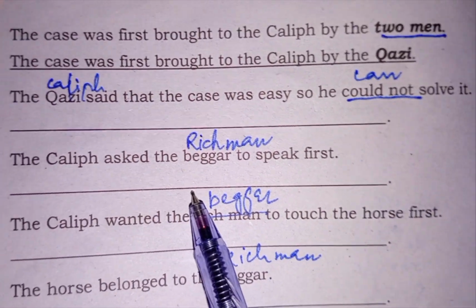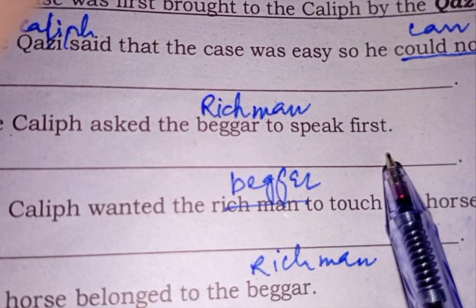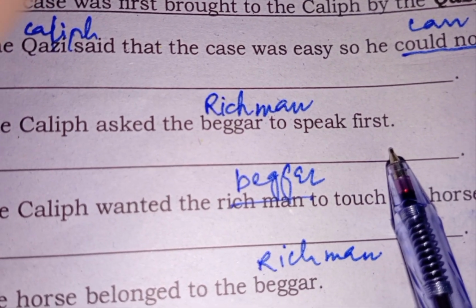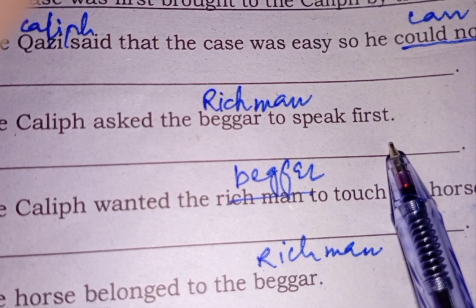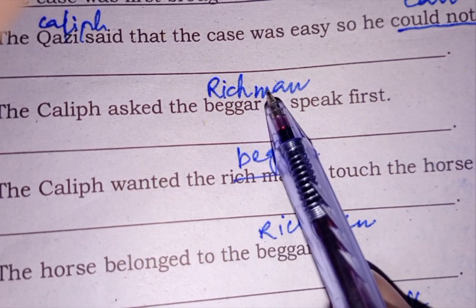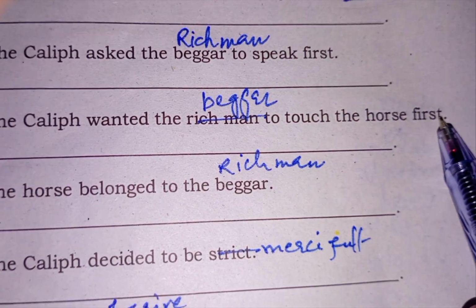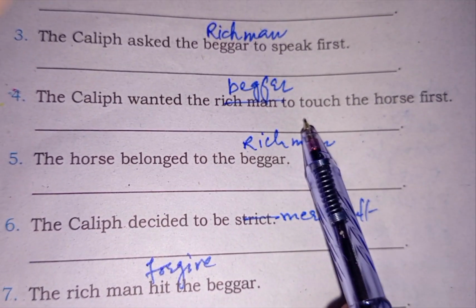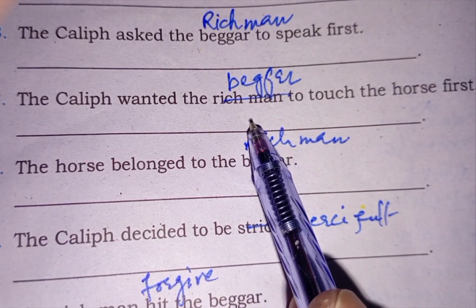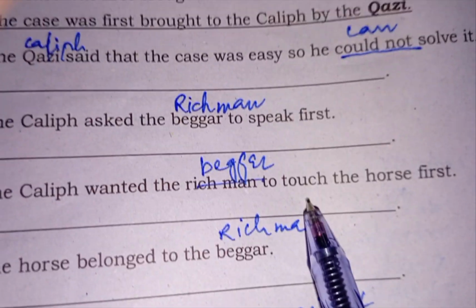The Caliph asked the beggar to speak first. No. In the lesson, the Caliph asked the rich man to speak first in his favor. So here instead of beggar we put the rich man. The Caliph wanted the beggar to touch the horse first. It means that the Caliph wanted the beggar to touch the horse first.